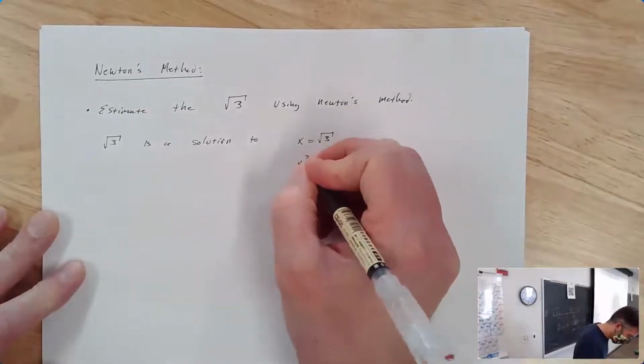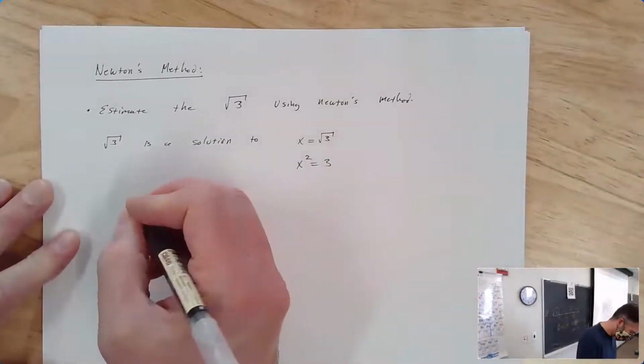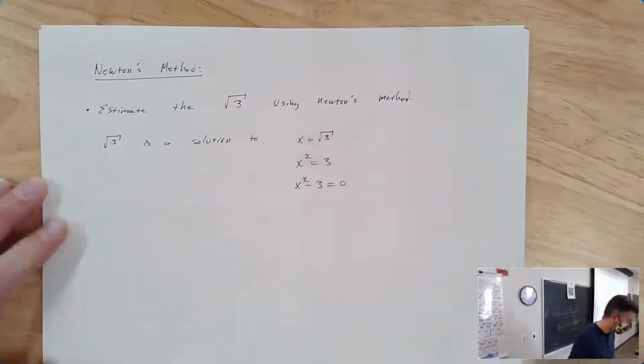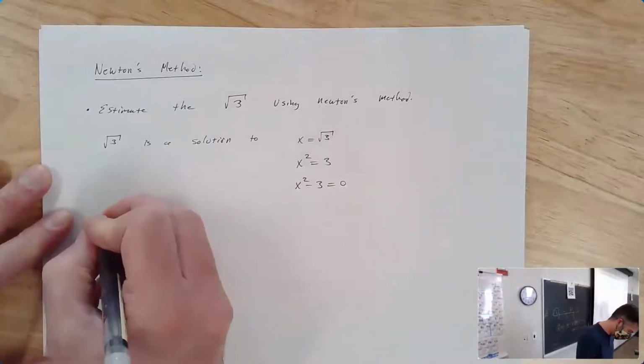This is going to be x squared equal to 3. And the only other thing I would do is subtract 3. So in estimating x equal to the square root of 3, what we're trying to do is estimate the roots of x squared minus 3 equal to 0. So we're trying to do that.